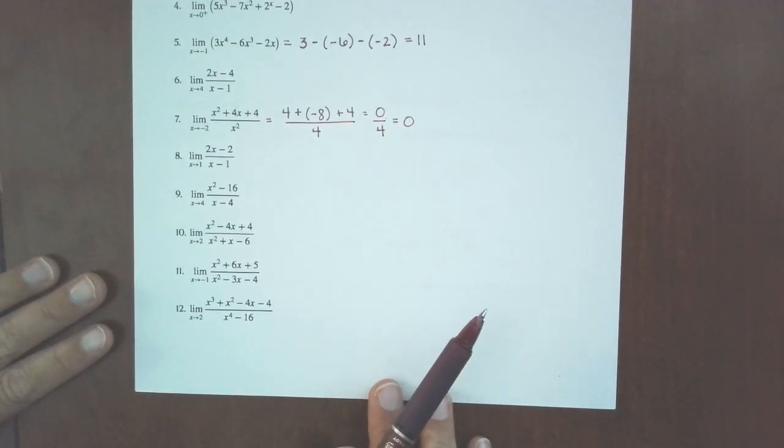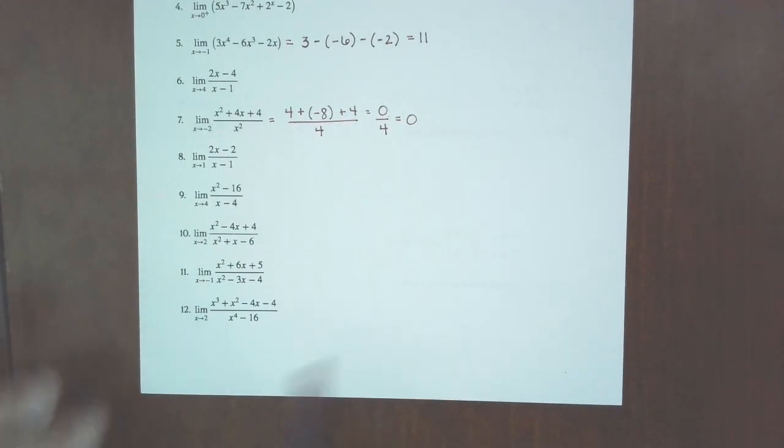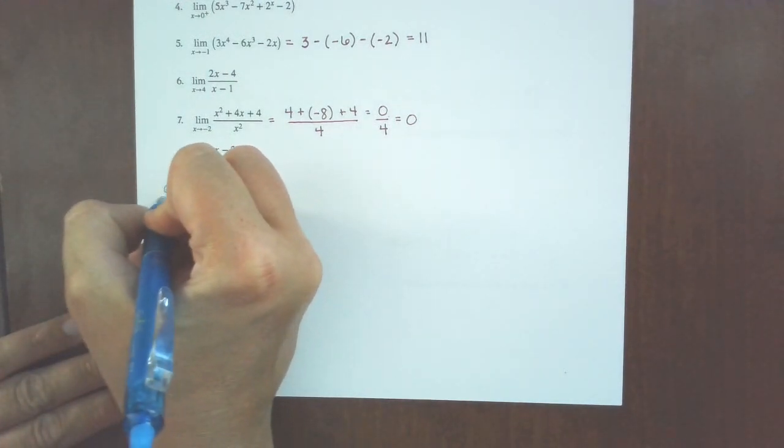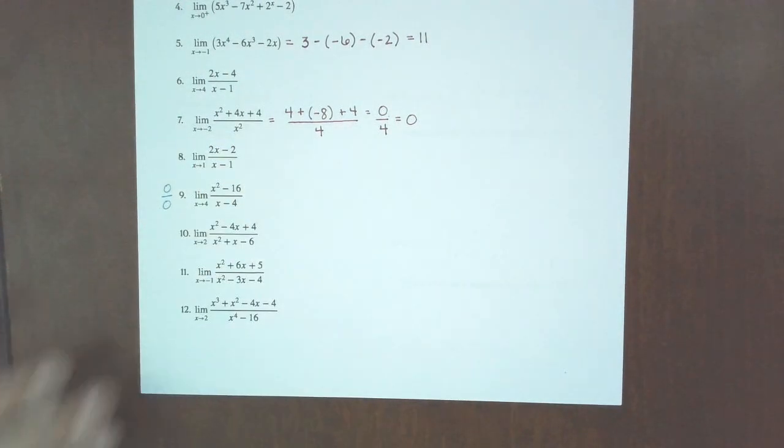Okay, we got to get some hard ones in here. Let's take a look at number 9. So when I crunch the numbers here on number 9, 4 squared minus 16, that's really 16 minus 16, which gives me a 0 on top. And 4 minus 4 on the bottom is also giving me a 0. So this is one that's giving me a 0 over 0.